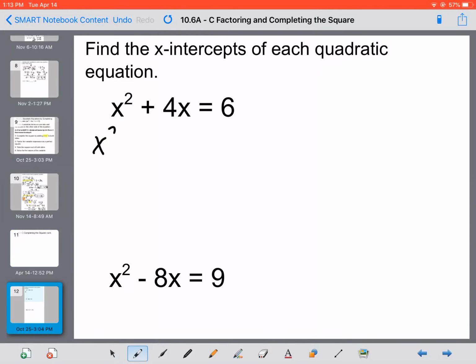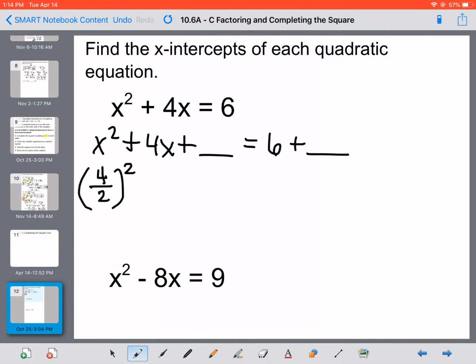So we have x squared plus 4x, and I'm just going to rewrite it so I have my blank in there, and then I have 6 plus blank. Remember, if you do it to one side, you have to do it to the other. So when I'm going to add something into a problem, I've got to add it to both sides. So to get this blank, our c value, we're going to do b over 2 squared, so 4 over 2, and then square it. Well, 4 divided by 2 is 2, and 2 squared means that blank is 4, which means that blank is 4. And by doing that, we've completed the square.